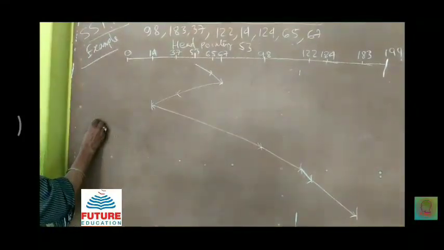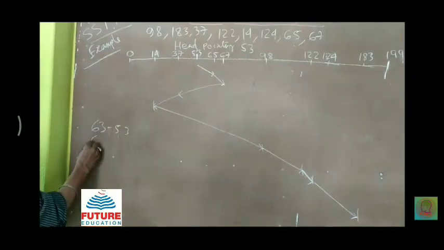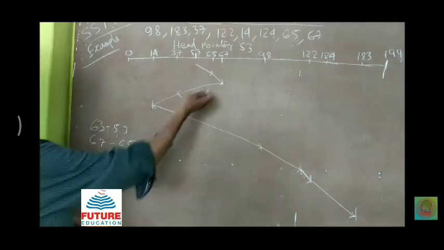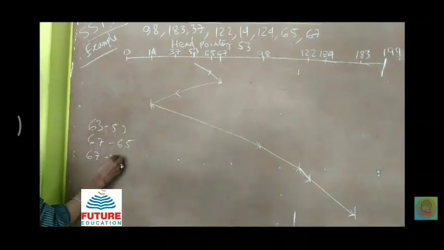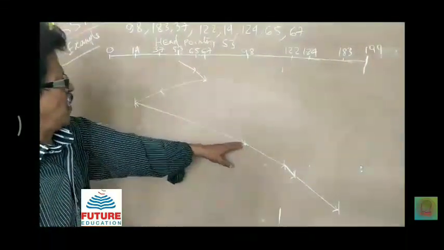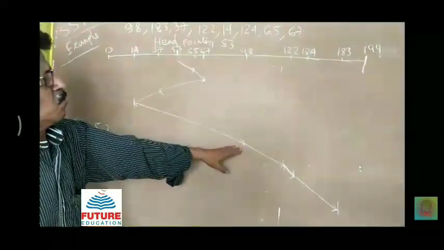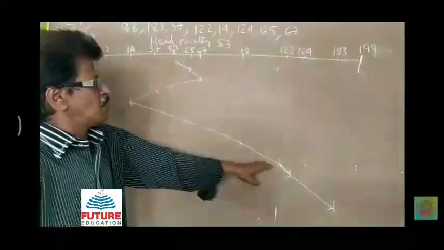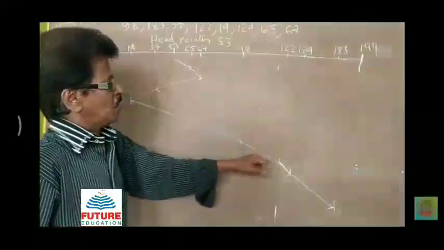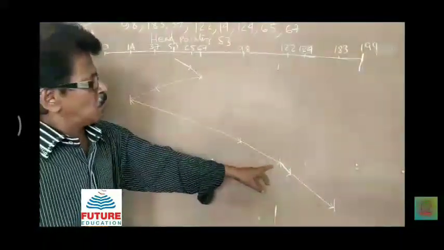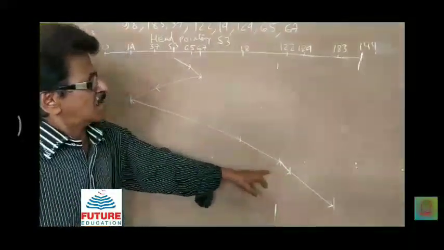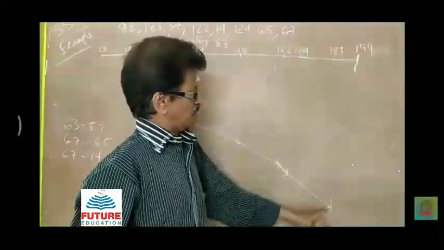That means 65 minus 53. 67 to 65, that means 67 minus 65. 67 to 14, that means 67 minus 14. In the same way, when we are at 98, we move to 122 because 98 to 122 is less. Now we are at 122, so we have to move to 124, and last the track number is 183.